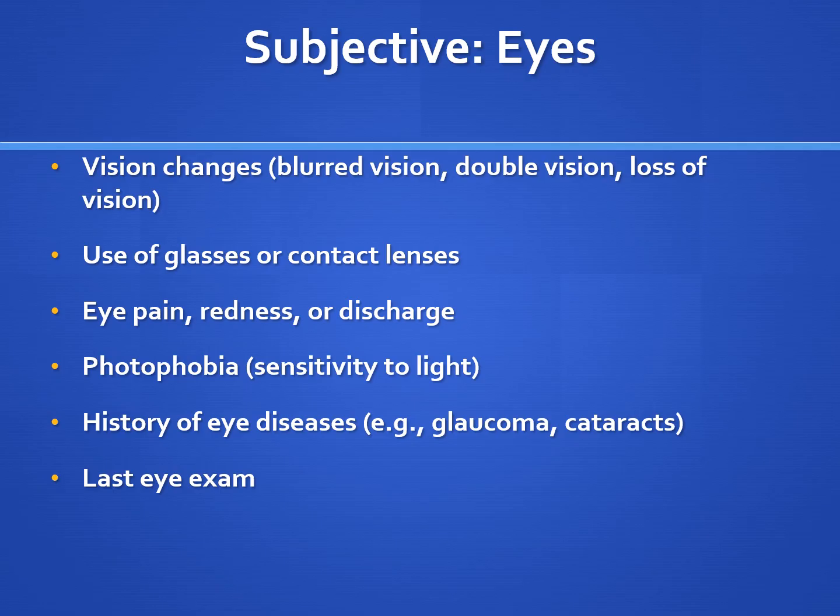Any history of eye diseases like glaucoma, cataracts, macular degeneration. And then the last eye exam, and this is going to give us a sense of preventative care and monitoring of chronic conditions, because regular eye exams are especially important in older adults and patients with diabetes. So we are always thinking, is this gradual and expected, or is this sudden and concerning? So those red flags: sudden vision loss, severe eye pain, or new double vision.